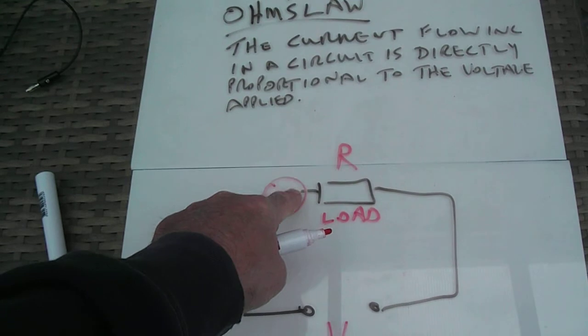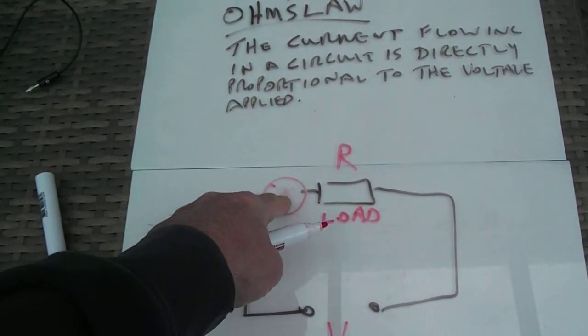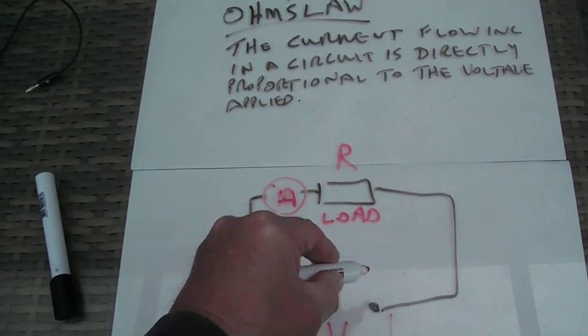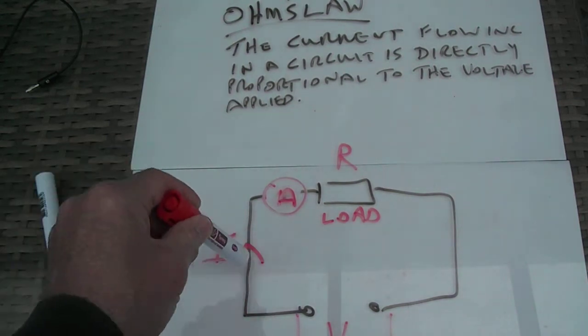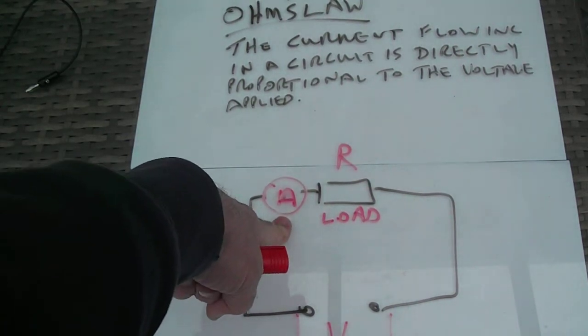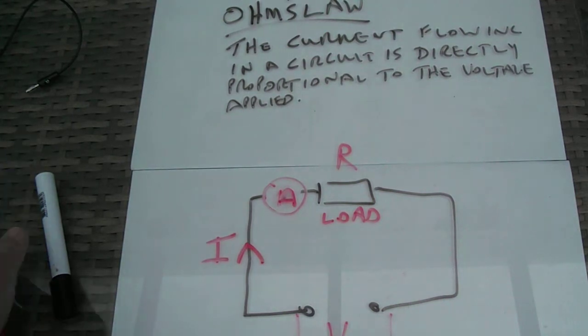I'll call it A, ammeter. And I'm going to get another voltmeter here and connect it across the supply. And there we have the 2 meters. So it's very important when you're measuring current, you break the circuit somewhere in the chain and place your ammeter, so the voltmeter is always in parallel with the supply.